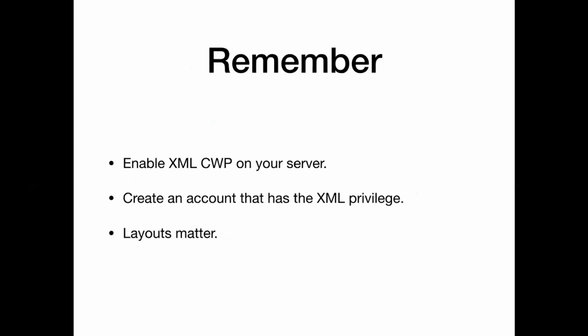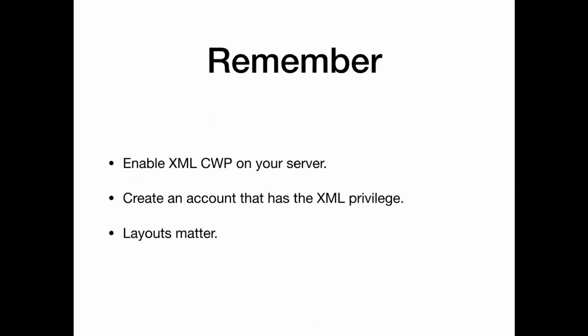So a couple of things to remember. You've got to have the XML custom web publishing enabled on your server. There's a note on the Temper website about how to turn that on with FileMaker Server 17. It's a little bit tricky because of the changes to the admin console. Also remember that whatever account you're going to use to make the Temper API calls, that account in FileMaker has to have the XML privilege enabled.